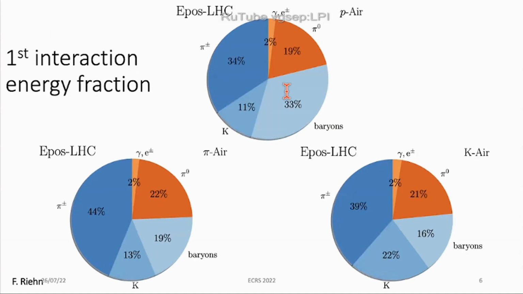When we jump to the energy fraction, the picture is more or less the same, but this is the sum of the energy carried by the secondaries. We see that the baryons are a bit more important. It reduces the fraction of all the other particles, and baryons become more important for the three types of interactions: proton-air, pion-air, and kaon-air. These two, the pion-air and the kaon-air interactions, are typically interactions after the first interaction, which happen in the development of the shower.